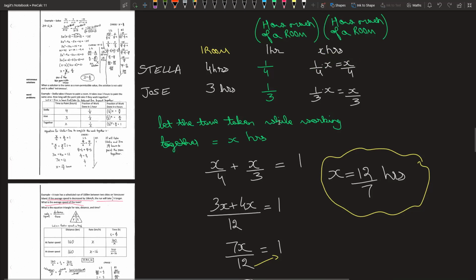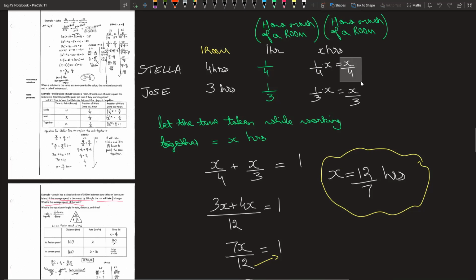And then I said, you know what? Let's say they took X hours while working together. That's what we're trying to find. So how much of a room would they paint in X hours? Well, in 1 hour, they paint 1/4. In X hours, it will be 1/4 times X, so X over 4. In 1 hour, Jose paints 1/3 of the room. So in X hours, he must paint 1/3 times X, which is X over 3.